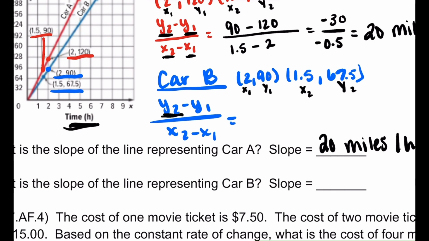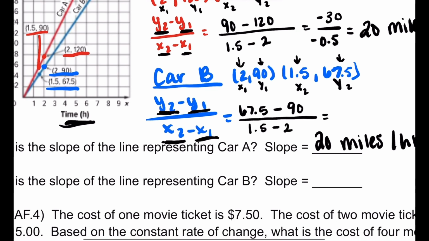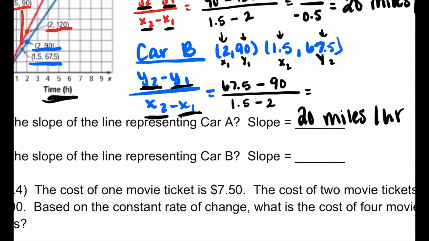So starting off Y2, I labeled 67.5 as my Y2 minus Y1, which I labeled as 90, over X2, which I labeled as 1.5, minus X1, which I labeled as 2. From here, we're going to go ahead and subtract those numbers once again.